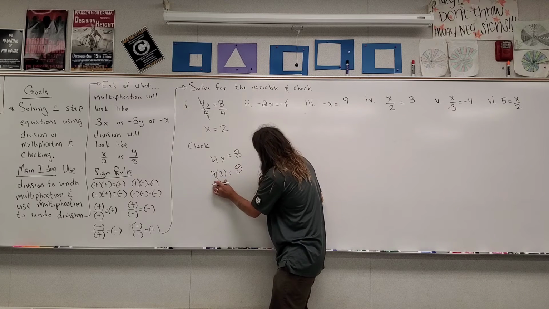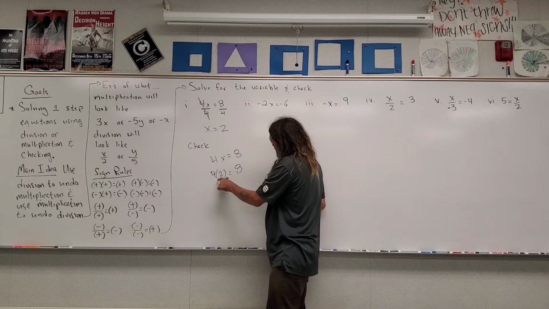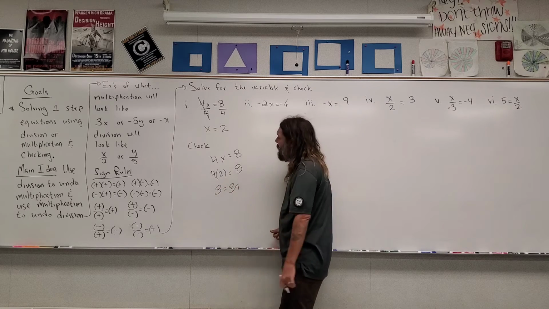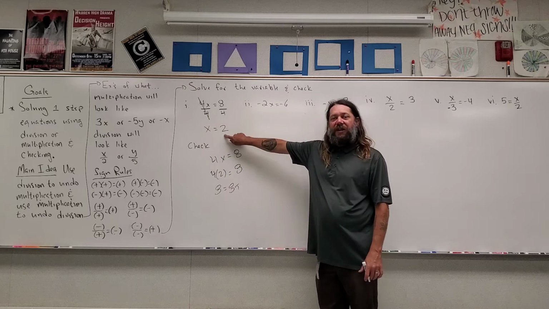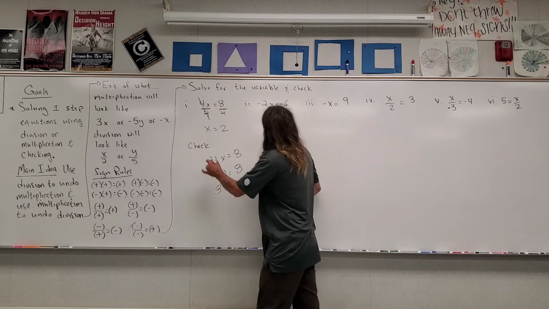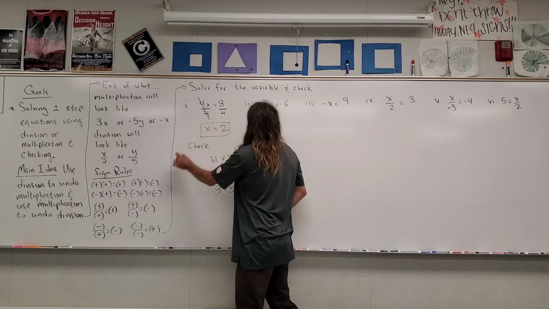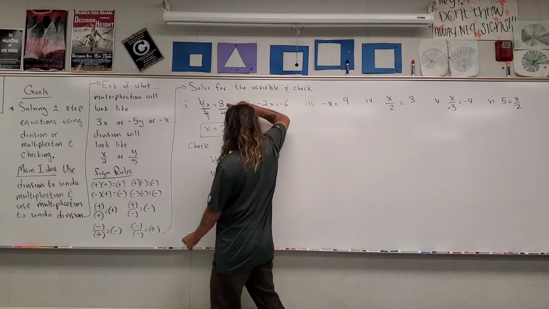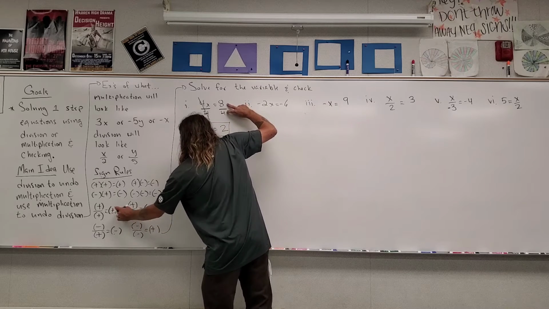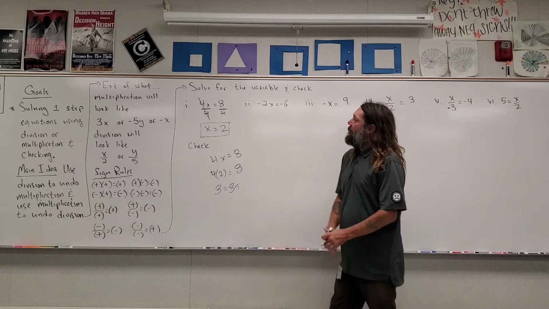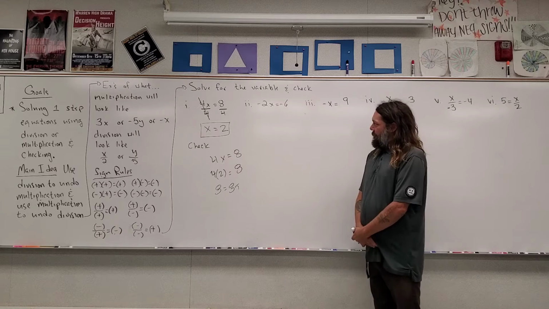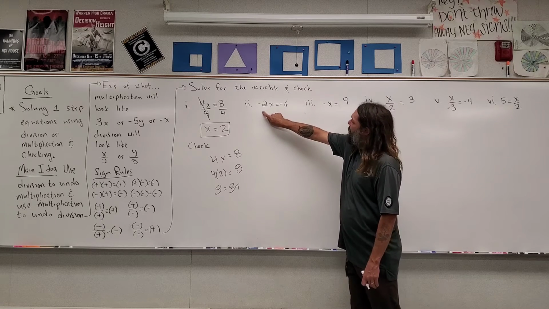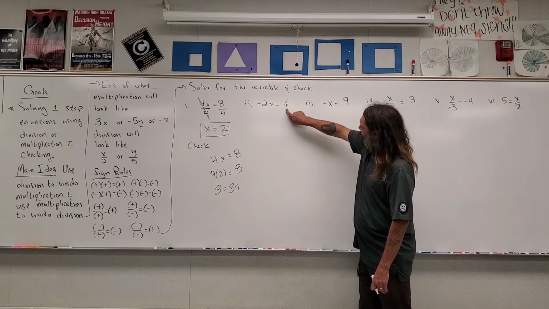Okay, and I haven't finished simplifying, so I got to put these together. 4 2's is 8. 8 equals 8. That's a true statement, and I have a solution. So that is an answer to that multiplication problem, and I solved it using division. Oh, and by the way, I had a positive divided by a positive, so I had to get a positive.